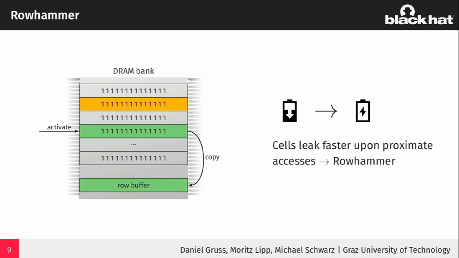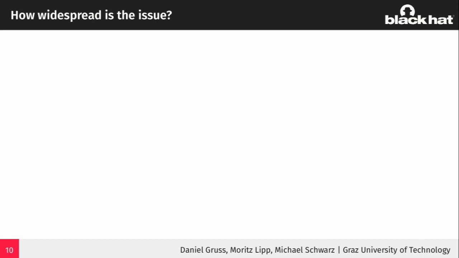And that's a bit of a problem, right? And if we do that often enough and the contents are not refreshed fast enough, then suddenly we have bit flips, and we get different content in neighboring rows that we can't even access. Okay, this sounds quite bad. But let's see how widespread this issue actually is.